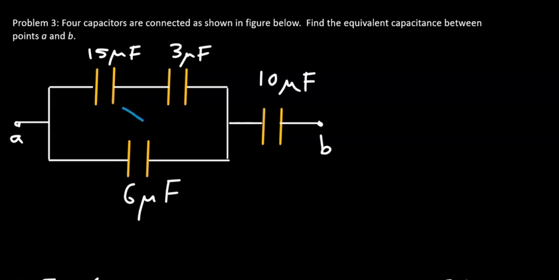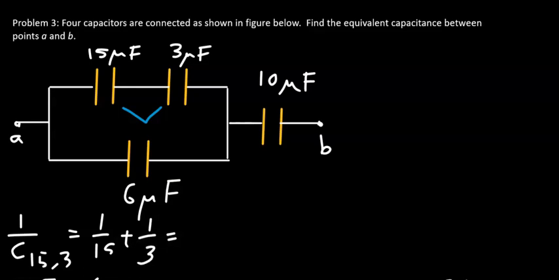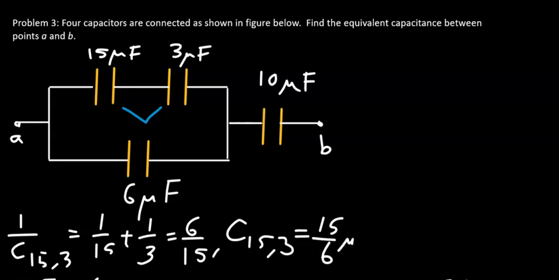First, let's combine these two capacitors, the 15 microfarad and 3 microfarad capacitors. These two capacitors are in series. So these two capacitors can be combined in the following manner. Let's say the resulting capacitance is C15.3. So that is 1 over 15 plus 1 over 3, which is 6 over 15. That means the result of combining these two capacitors will give you a new capacitor with a capacitance of 15 over 6 microfarad.